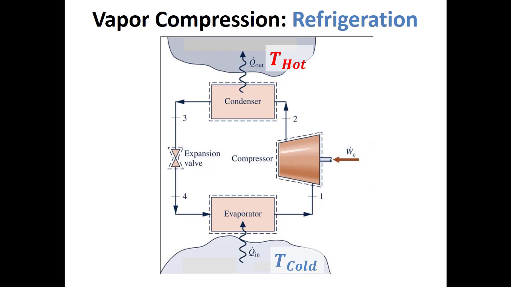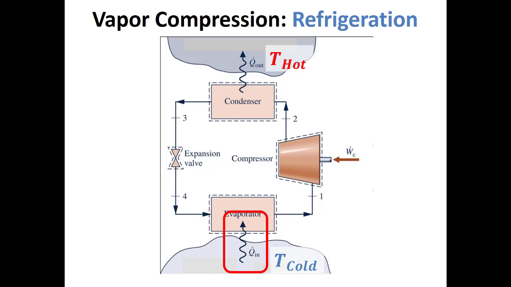And that's what we want in a refrigerator. Even though the air in your fridge is colder than the air in your kitchen, we're still able to remove heat from the air in the fridge and expel that heat into the air in your kitchen. So here, the key thing about the refrigeration cycle is our perspective.